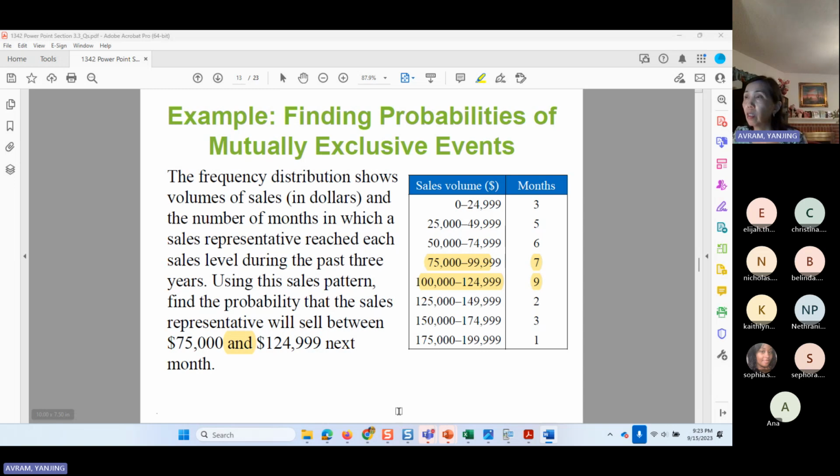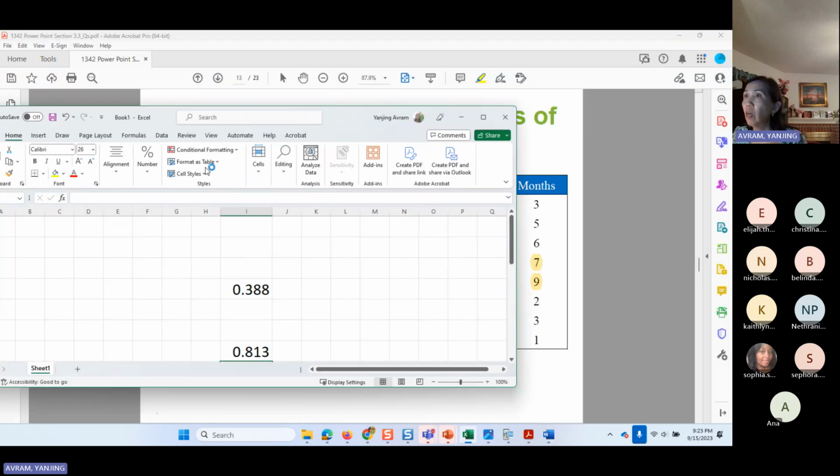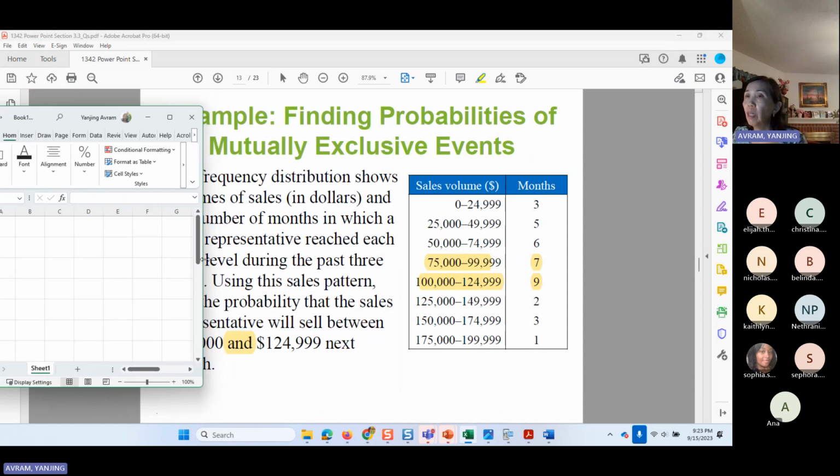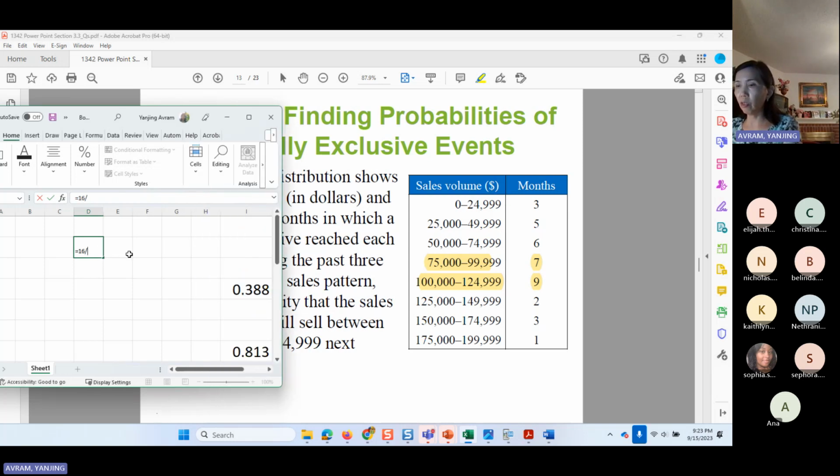Oh, I can use Excel. Okay, let me go ahead using Excel. All right, so we have a total here. 9 plus 7 will be 16, right? 16 divided by the total. So how much is the total in here? I don't know the total, so I can add all of them together. So the total here will be 3 plus 5 plus 6 plus 7 plus 9 plus 2 plus 3 plus 1, right? So that is my total in here.